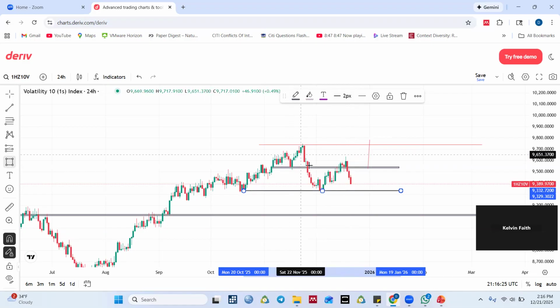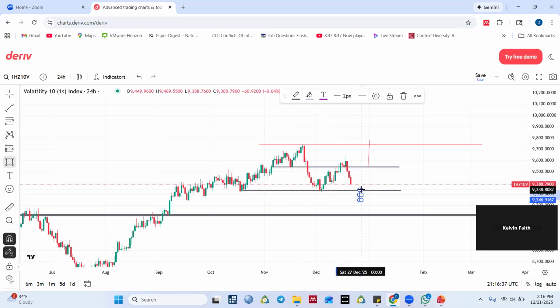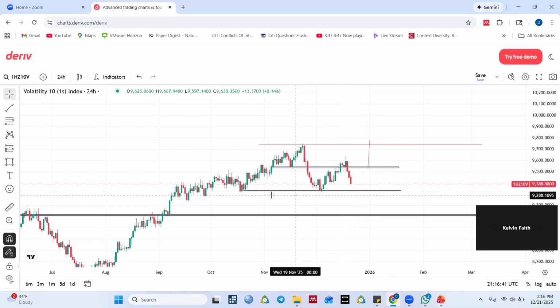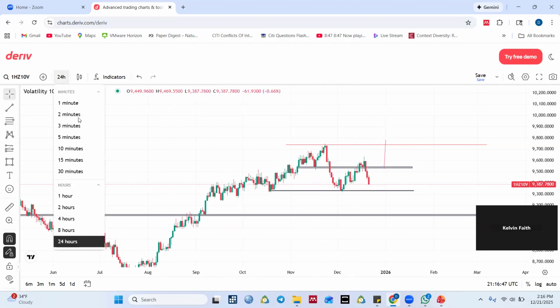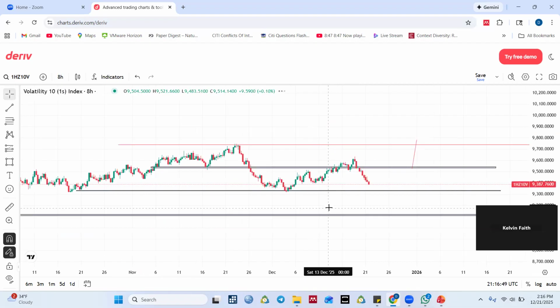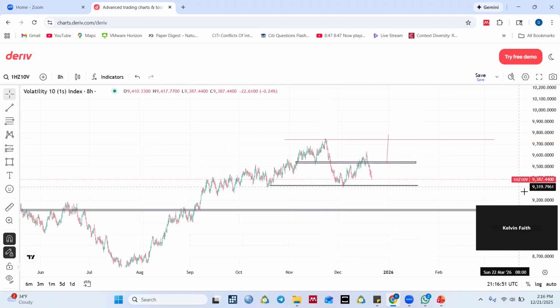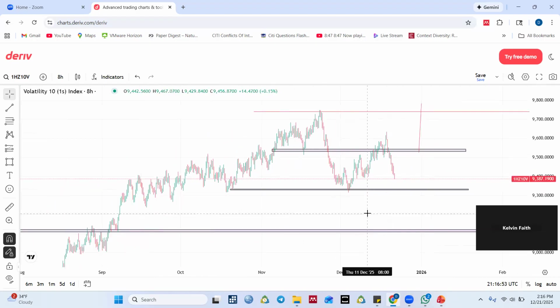So with this PSR up here and PSR or support down here, this support is not a PSR yet. Price should break below and use it as resistance to drop before we can call it a PSR. Okay, it's not yet. But with this support here and this PSR here, we can now scale to 8 hour lower time frame to see what is happening.